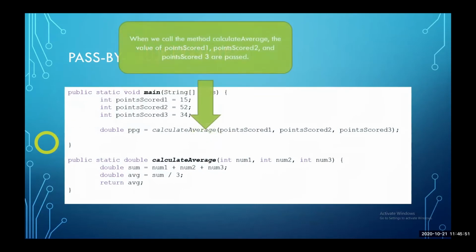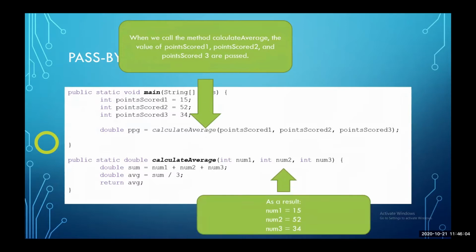All right. So when I call the method calculate average, I'm passing in the values of points scored 1, points scored 2, and points scored 3. And a copy of those values are made and stored into my formal parameters. So now num1 equals 15, num2 equals 52, num3 equals 34, just like up here. And remember, order does matter. So if I swap these, num1 and num2 would have different values as well. Num1 would then equal 52. Num2 would then equal 15 if I swap these two right here.